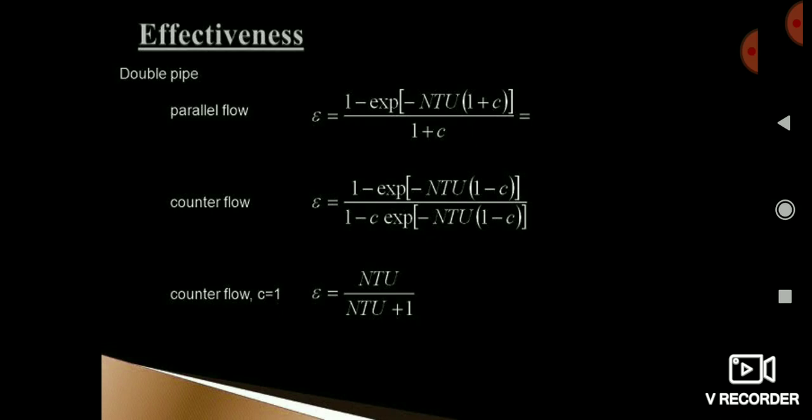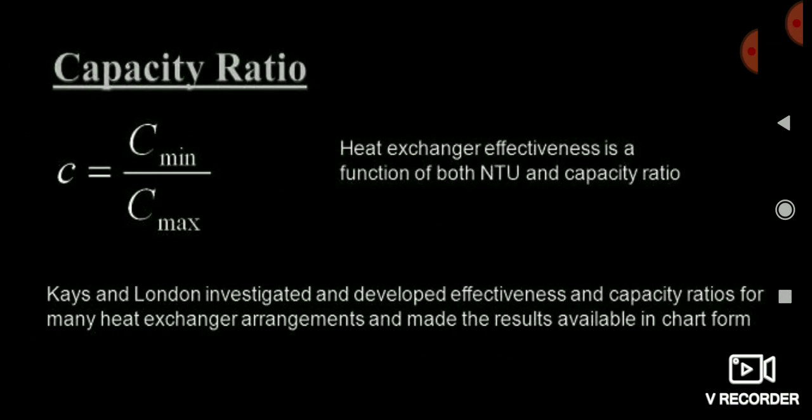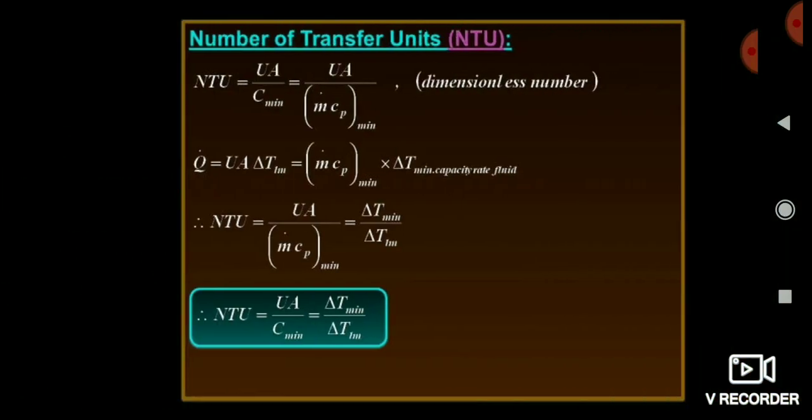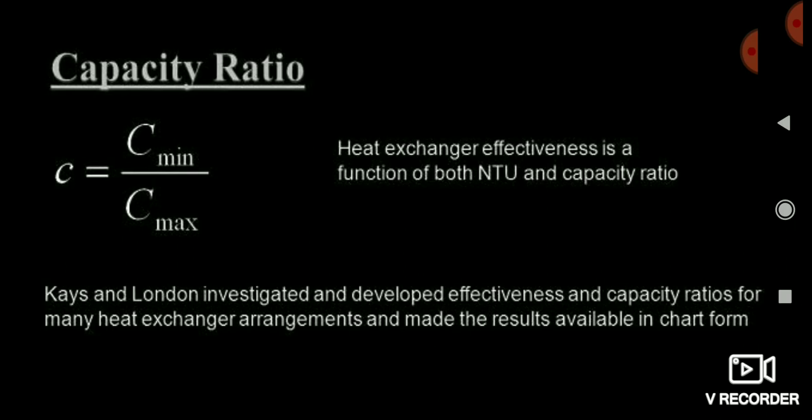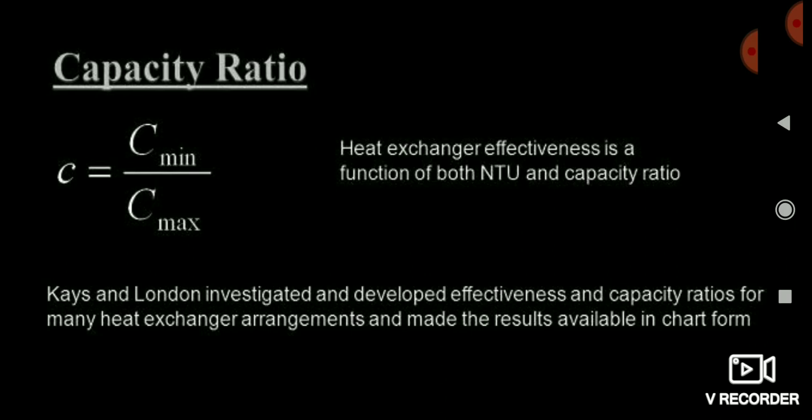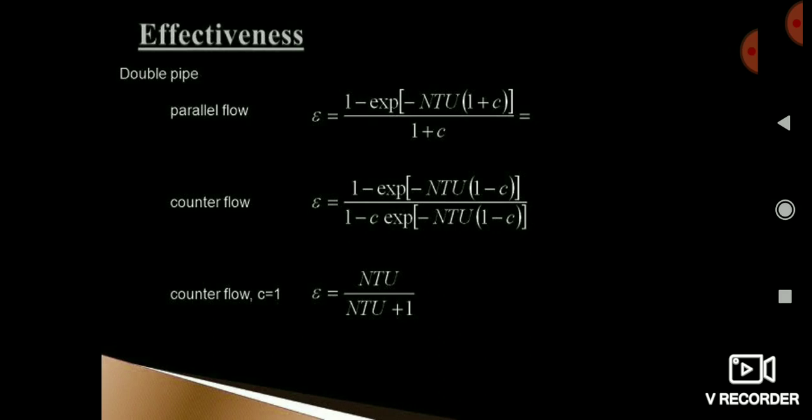Friends, here the value of C is C minimum by C maximum. C minimum is m into Cp, meaning mass flow rate into specific heat, and C maximum is also mass flow rate into specific heat. But of these two, whatever value comes out minimum, you should put in the numerator, and whatever value comes out maximum, you put in the denominator.